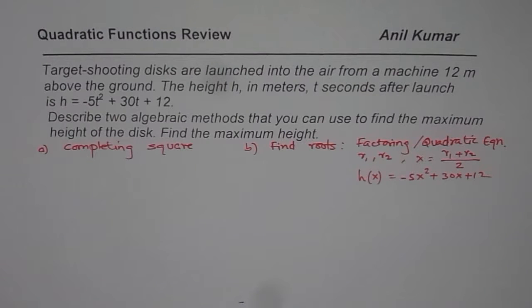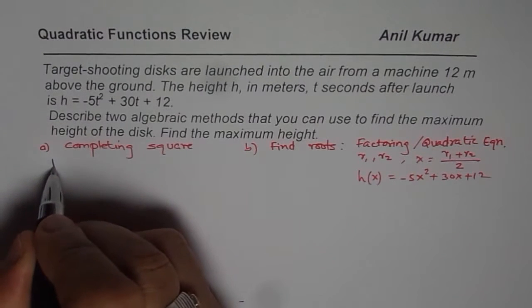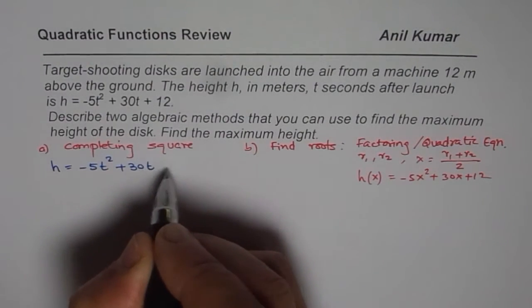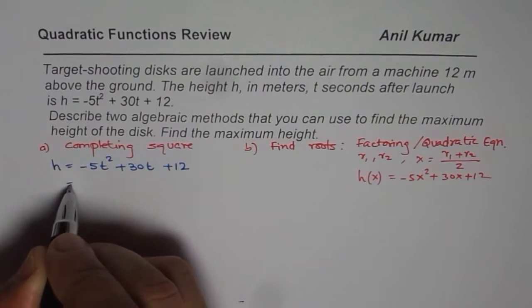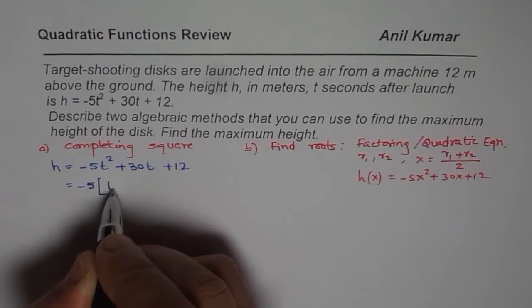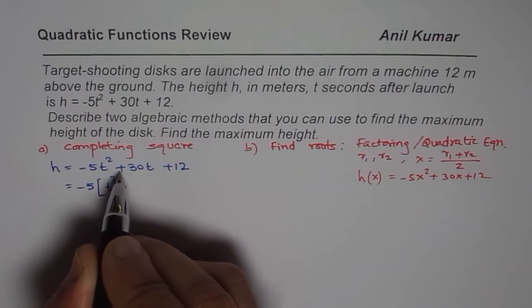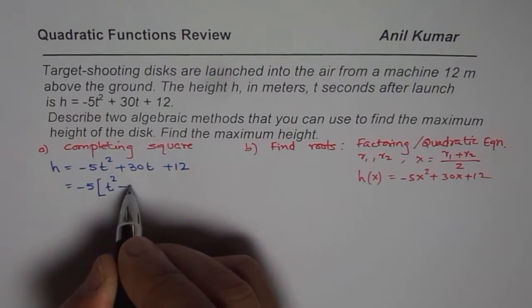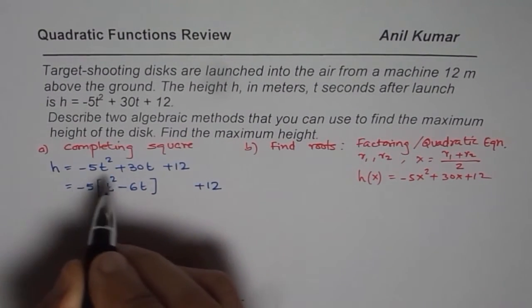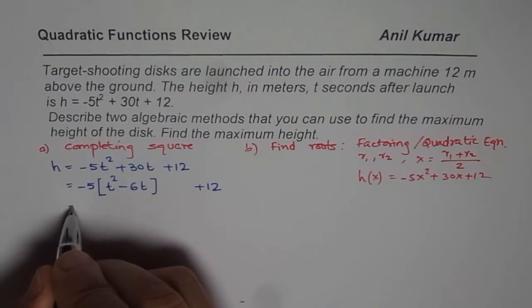Now I'll describe and also find the maximum height using the completing the squares method. So we are given h equals minus 5t squared plus 30t plus 12. In completing the squares, first we factor out the leading coefficient, which is minus 5 in this case. So we get t squared minus 30 divided by 5, actually 30 divided by minus 5 gave me minus, plus divided by minus, right? 6t. Now keep this 12, the constant, away, right? We are trying to find a perfect square using the first two terms. That's the whole idea, right?